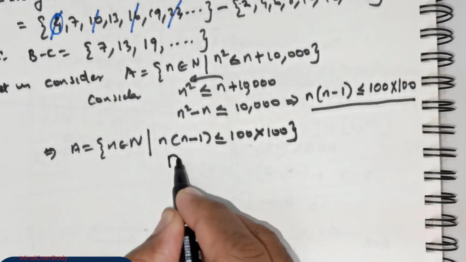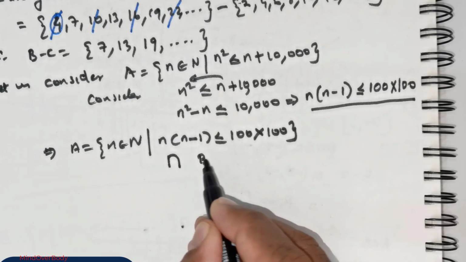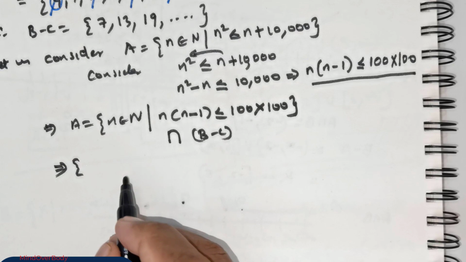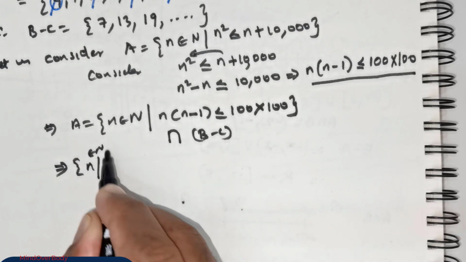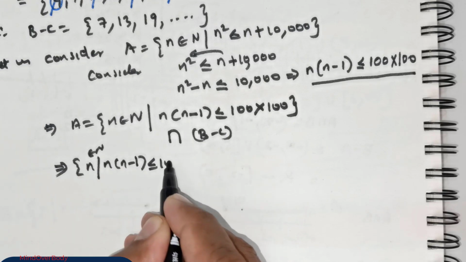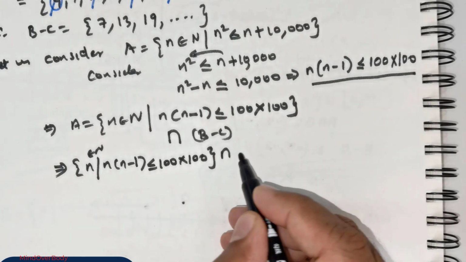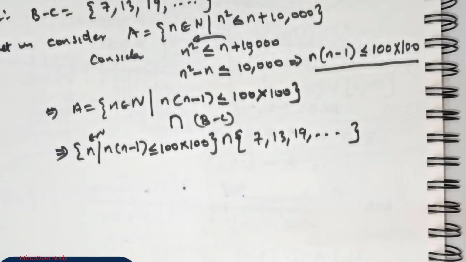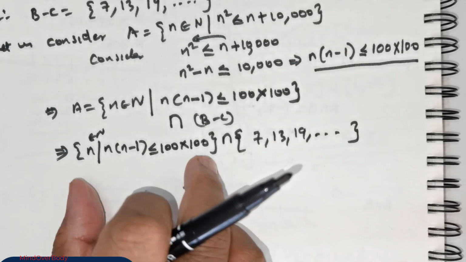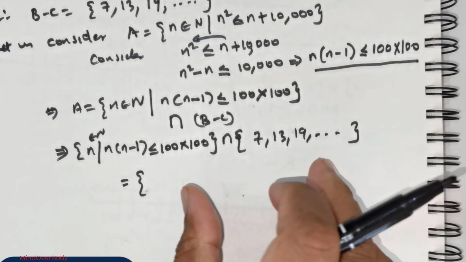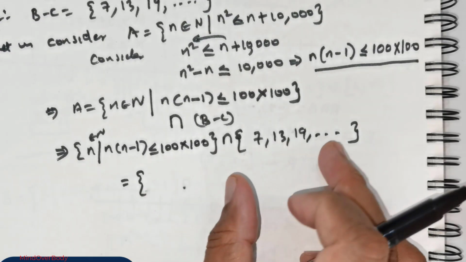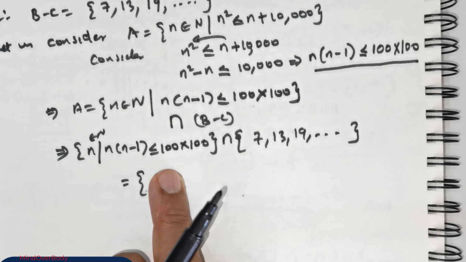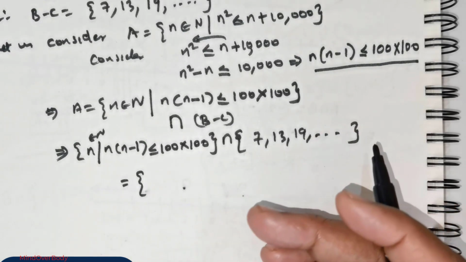Now this entire set has to perform the intersection with B minus C. So this means you have this particular set, all n element of natural numbers such that n into n minus 1 less than equal to 100 times 100, is actually carrying out an intersection with 7, 13, 19 and so on and so forth. Right? Now this 7, 13, 19, when it performs an intersection with this set, the only elements that would be carried out would be all those elements which are values of this, right? Because this is obviously the set that is intersecting with this. And not only that, when we say intersection, it means we're talking about elements which are common.